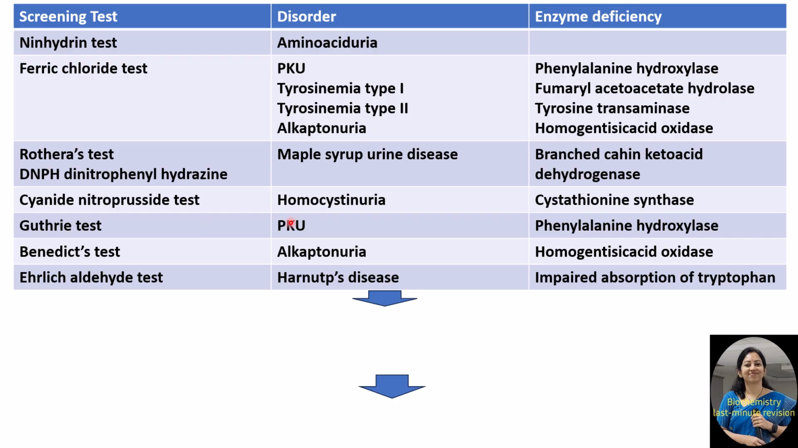In phenylketonuria, we can also perform the Guthrie test, where the child's blood or urine is added to the media, and we have one bacterium called Bacillus subtilis which has a special requirement of phenylalanine as its growth factor. So when the child's urine or blood is added, there is abundant growth of this Bacillus subtilis, and this is known as the Guthrie test. Now, Benedict's test is done to identify alkaptonuria, where there is deficiency of homogentisic acid oxidase, and homogentisic acid is accumulated.